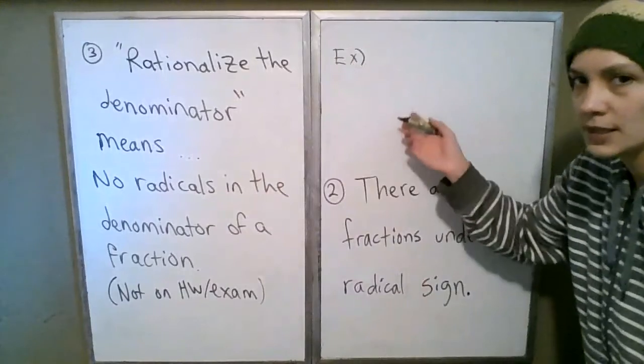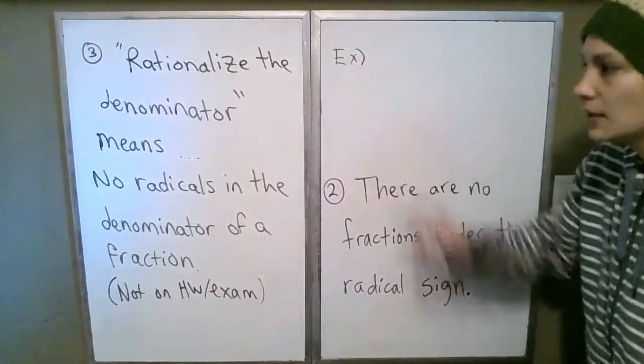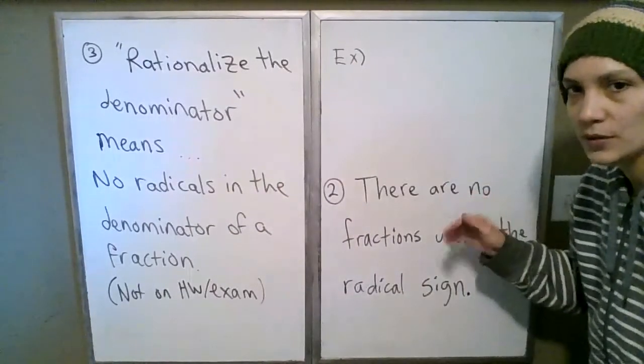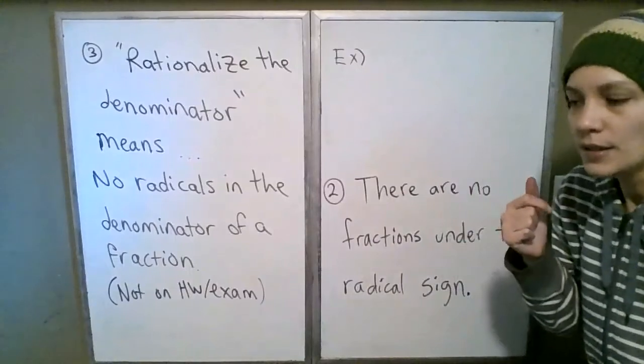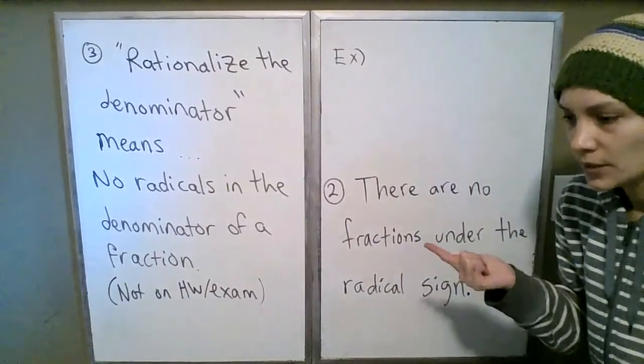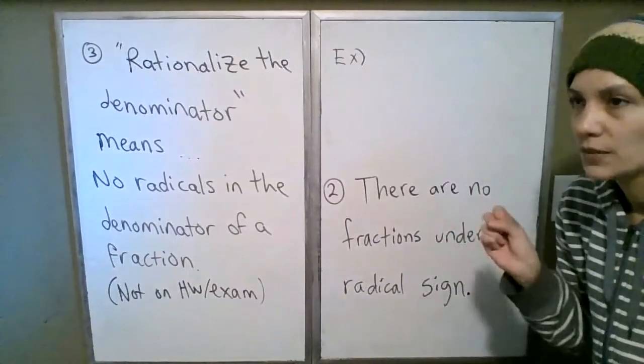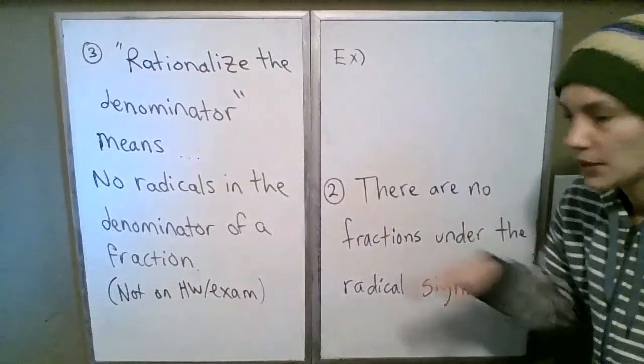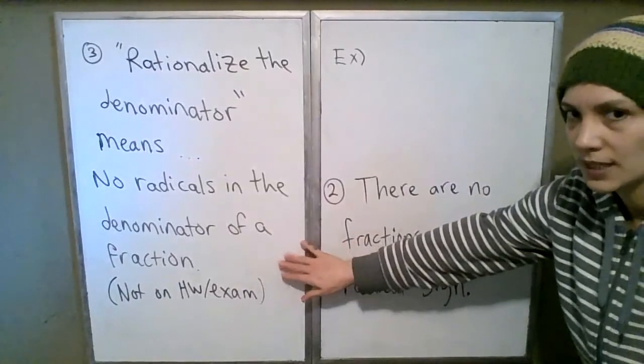So each one of these is going to just ask to simplify. And when you simplify a radical, we have powers of the radicand less than or equal to the root. We have no fractions under there, and we have no radicals in the denominator, which we're not going to look at today.